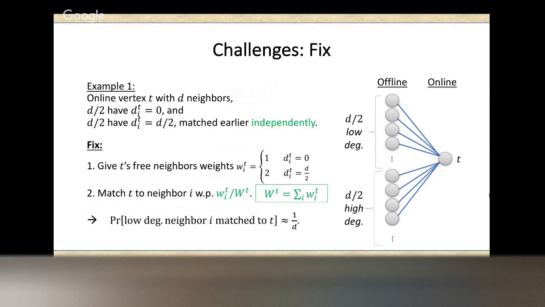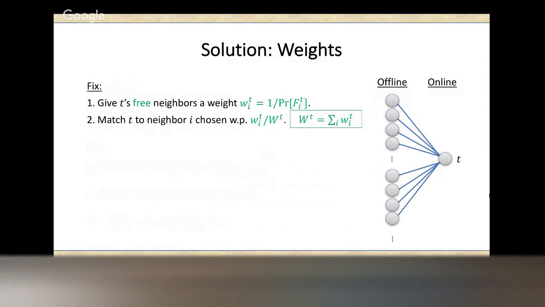Good. And then the probability of a low-degree neighbor, it's easy to verify, we should have high concentration of the sum of weights, around d, and therefore the probability of a low-degree neighbor and also a high-degree neighbor to get matched should be roughly 1 over d. So that's at least part of the general approach. What am I overlooking here? So this is basically our approach. If t has a bunch of free neighbors, every free neighbor i will have a weight which is inversely proportional to its probability of being free at time t.